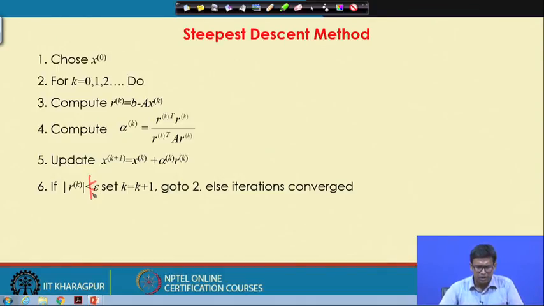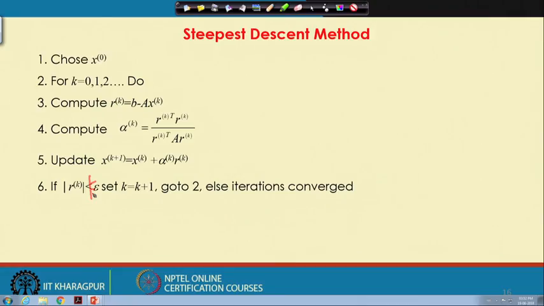So, this is roughly the steepest descent algorithm that we discussed here. For a symmetric positive definite matrix we can utilize this, irrespective of whether it is a diagonally dominant matrix or not. We only have to see that the matrix is symmetric as well as positive definite, and we can utilize this method. This is in general a faster method for symmetric positive definite matrices than Gauss-Seidel, SOR or the Jacobi method.